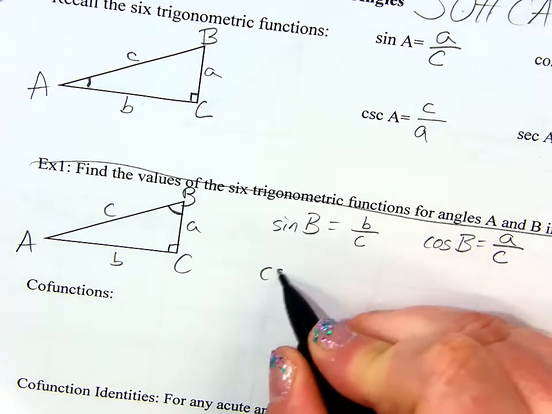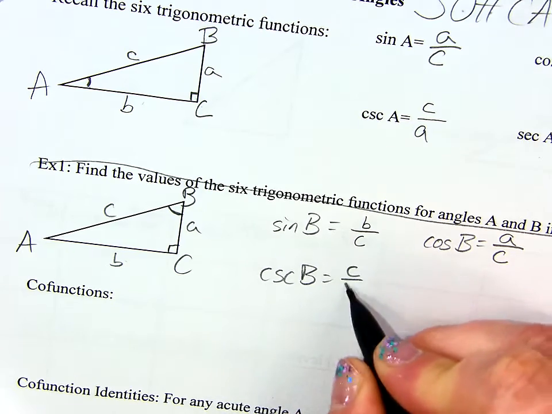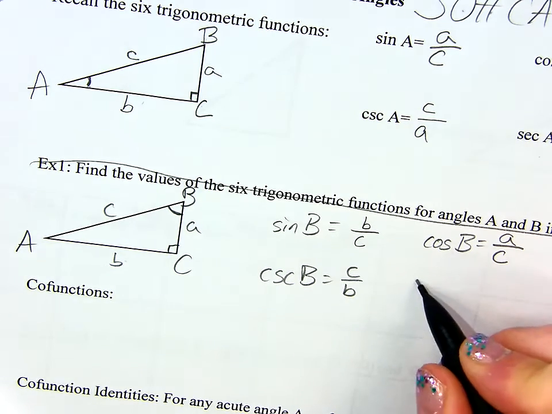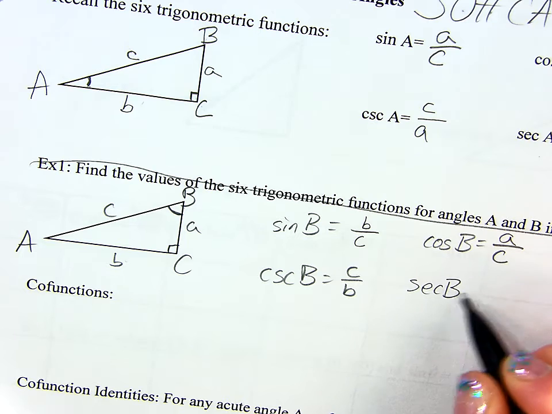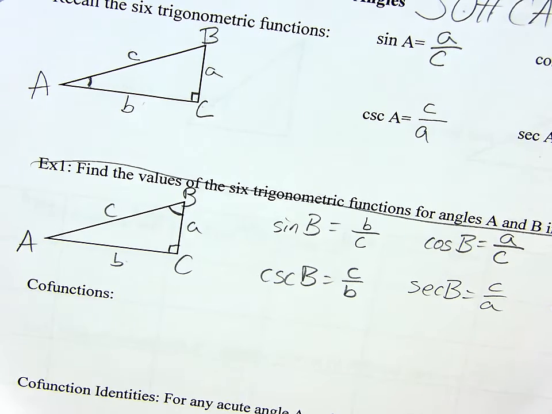And then I can do the same thing. Cosecant of B, I'm just going to do reciprocal of that. So that's C over B. Secant of B, C over A. And cotangent of B, A over B.